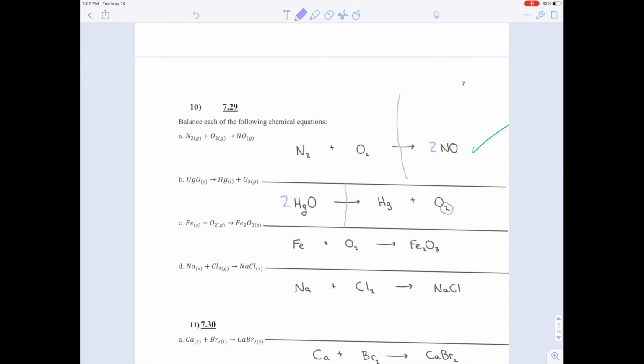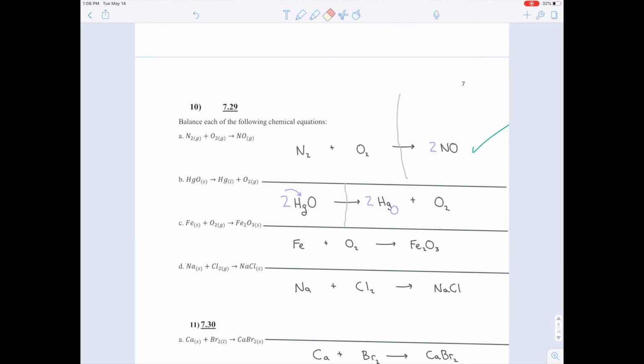I have to put it to the left in front of the whole compound. All right, now we're not necessarily done. Every time you add a number, you want to go back and check to make sure that everything is balanced. So 2 distributed gives us 2 mercuries on the left, but we only have 1 mercury on the right. So what can we multiply this 1 by to give us 2?